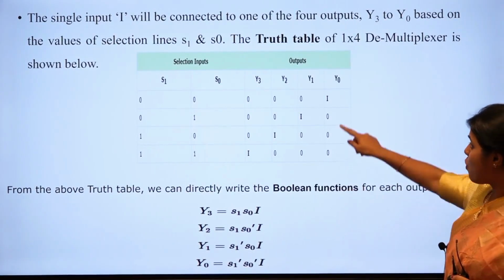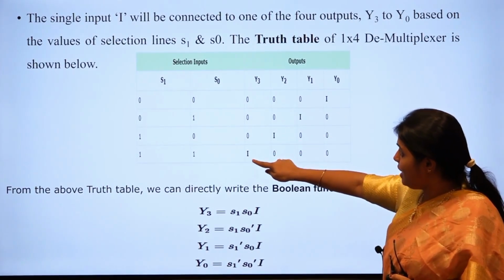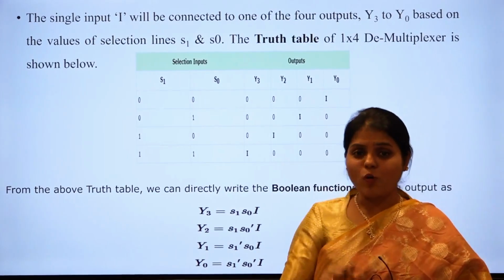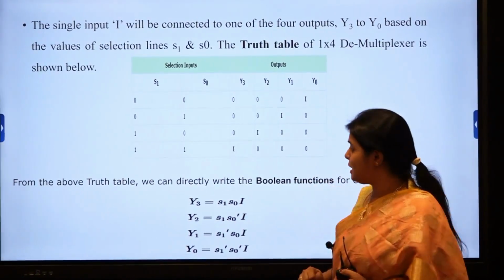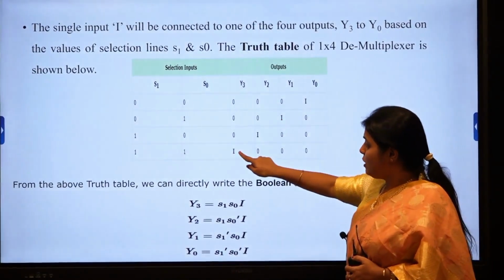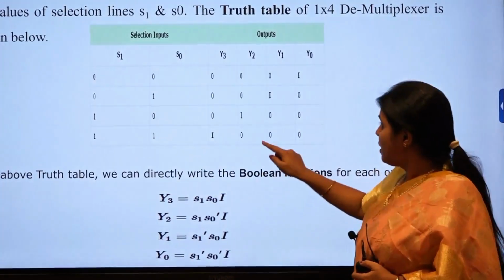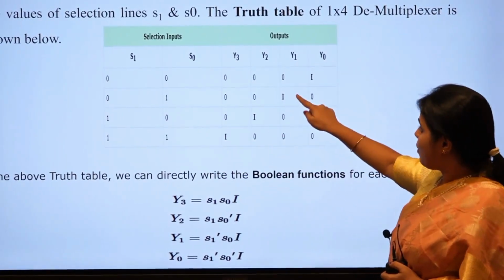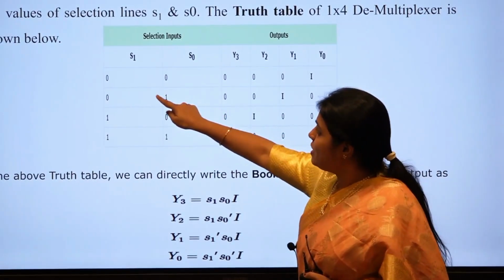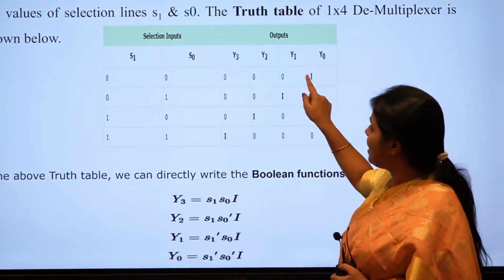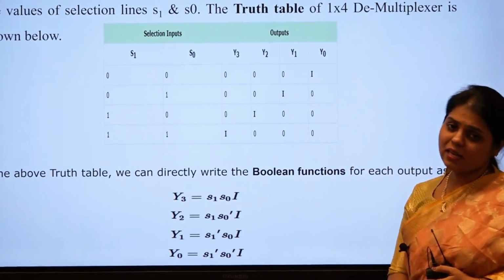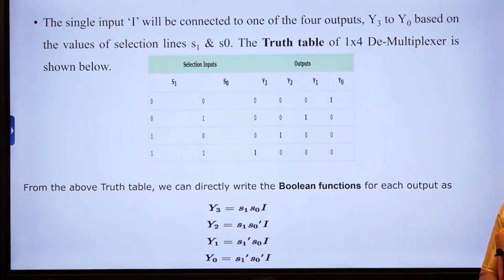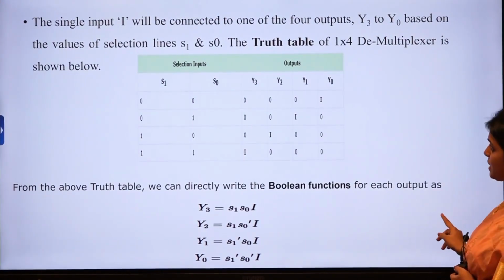Let's look at this. What is Y3? Y3 is nothing but I with S0 and S1. We have 4 outputs here; in case of the multiplexer, we had only one output. Here we have 4 outputs for the demultiplexer. So Y3 is I into S0 S1. Y2 is I into S0 bar S1. Y1 is I into S0 S1 bar, and Y0 is I into S0 bar and S1 bar. So this is the truth table, and these are the Boolean functions for the 4 outputs of the 1/4 demultiplexer.